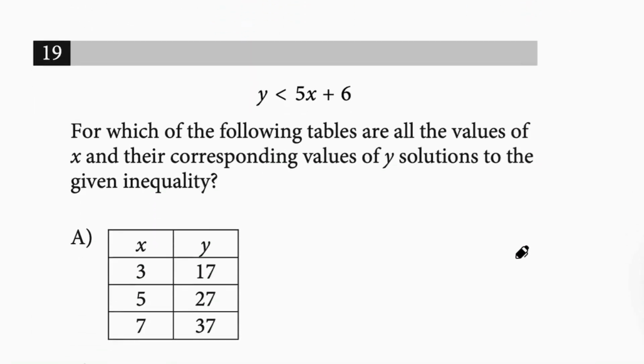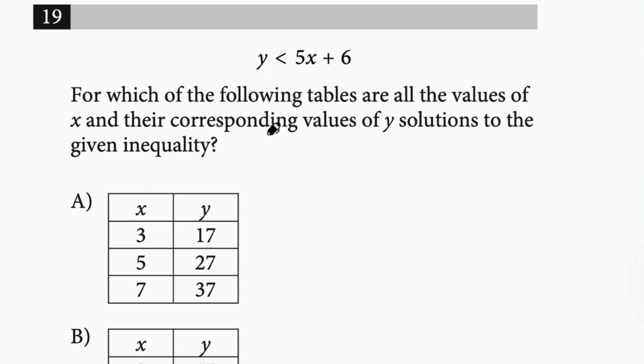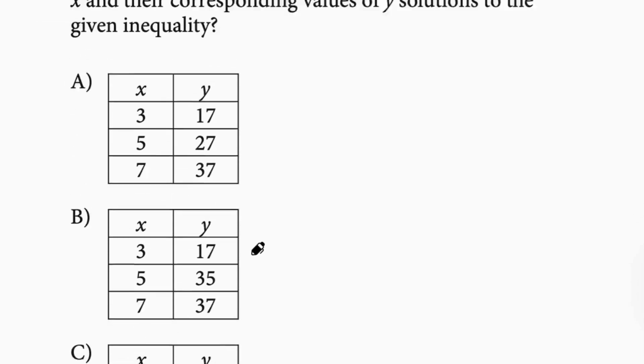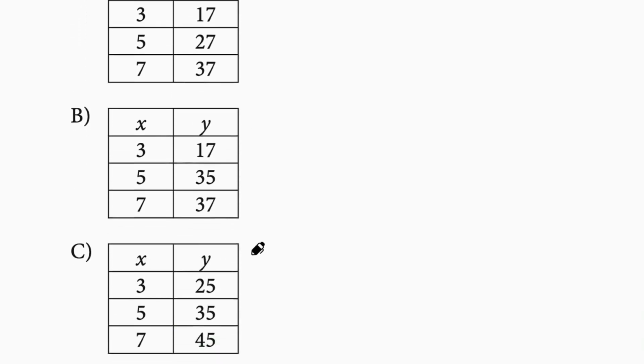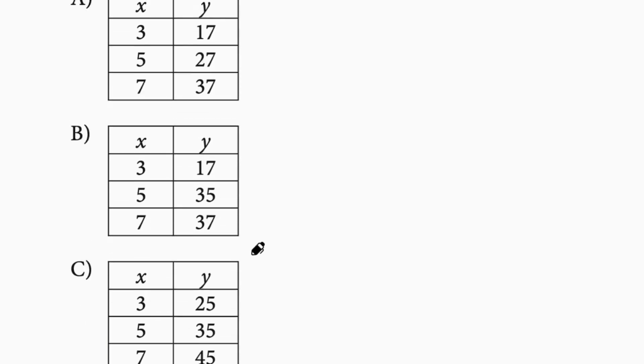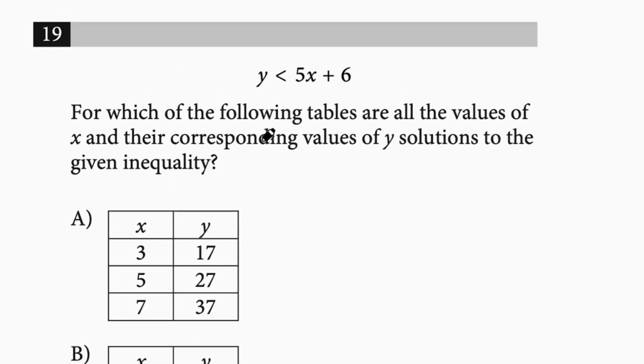Okay. Question number 19. An inequality is given to us and we have to find which table is correct. Now let's see the tables. Everywhere the input is 3, 5 and 7, so we have to calculate outputs when x, or input, is 3, 5 and 7. Let's start. y is less than 5 times 3 plus 6. So y should be less than 5 threes are 15, and 15 plus 6 is 21. y should be less than 21.